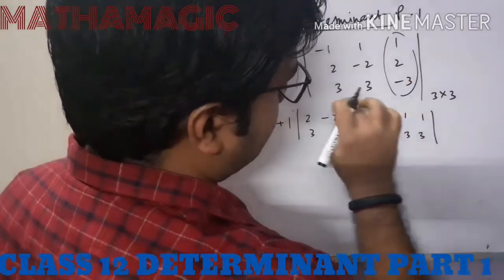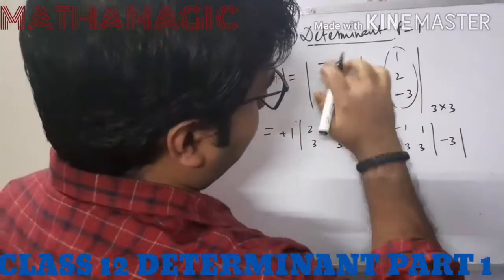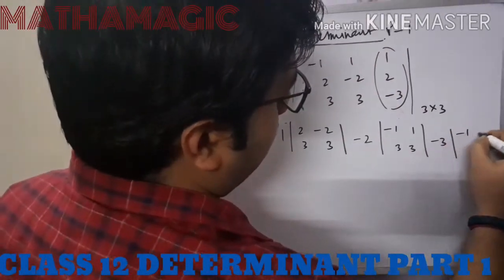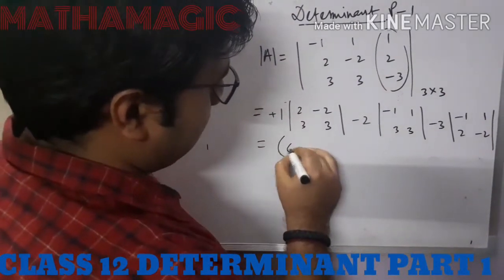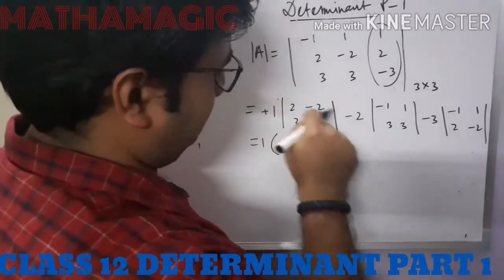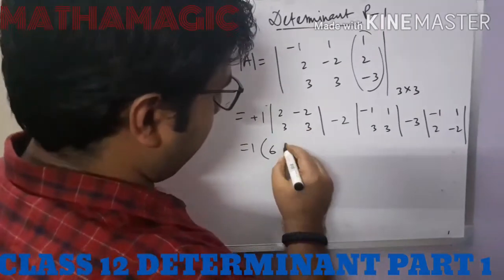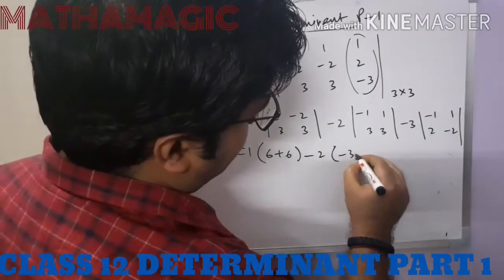Now for this, minus 3, plus minus plus. So it will be minus 3 only. So it will be minus 1, 1, 2, minus 2. Now we will do the same calculation, that is 1, 6. We're just not writing every step. Minus minus plus 6. Now minus 2 into minus 3 minus 3.